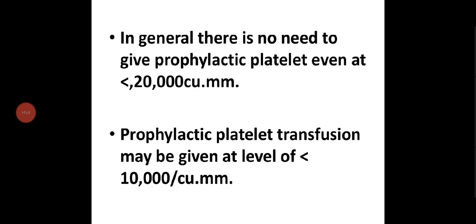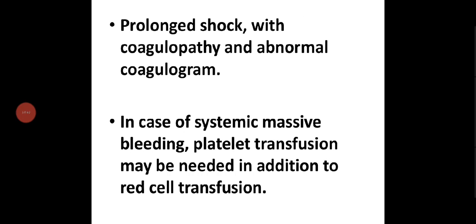For platelet transfusion, in general, there is no need to give prophylactic platelets even at less than 20,000 per cubic millimeter. Prophylactic platelet transfusion may be given at a level of less than 10,000 per cubic millimeter. With prolonged shock with coagulopathy and abnormal coagulogram, you can give platelets. In case of systemic massive bleeding, platelet transfusion may be needed in addition to red cell transfusion.